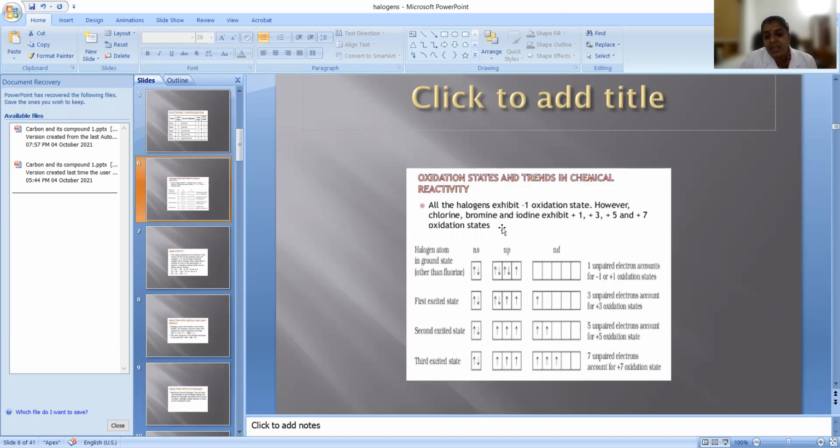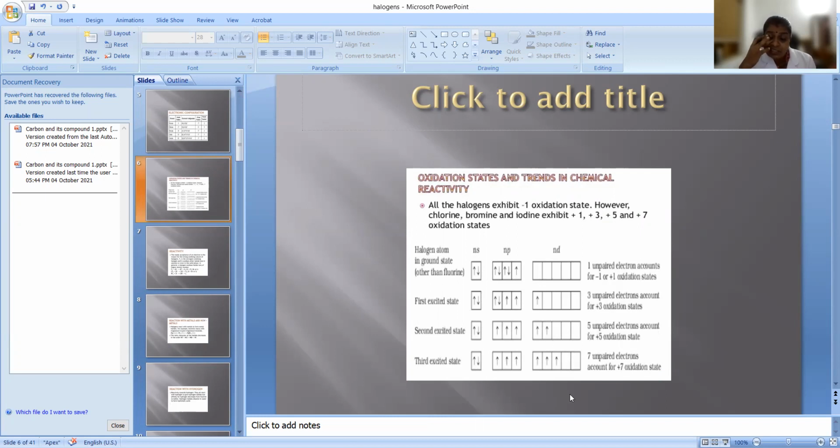Now, next is oxidation state. Look at this. They have ns2 np5 as the outermost electronic configuration. This is the ground state electronic configuration. So in the first excited state, one of the electrons will be excited to the d orbital. And if it is excited again, another paired electron will be unpaired and will be excited into the d orbital.